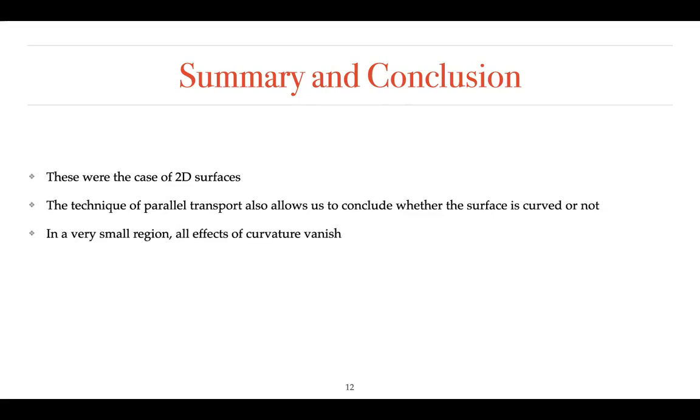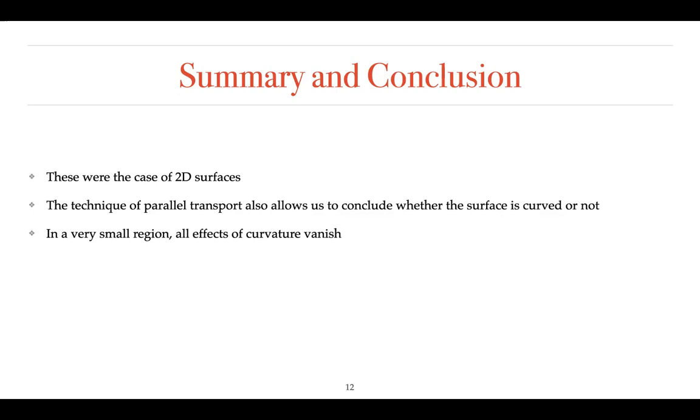But in whatever case you take, if you take a very small region, here I should have put very in quotes, because the smaller the region, the more it will approach the Euclidean case. If you recall the example of a triangle on the surface of the sphere, if you shrink the size of the triangle, the sum of its angles will approach 180 degrees.